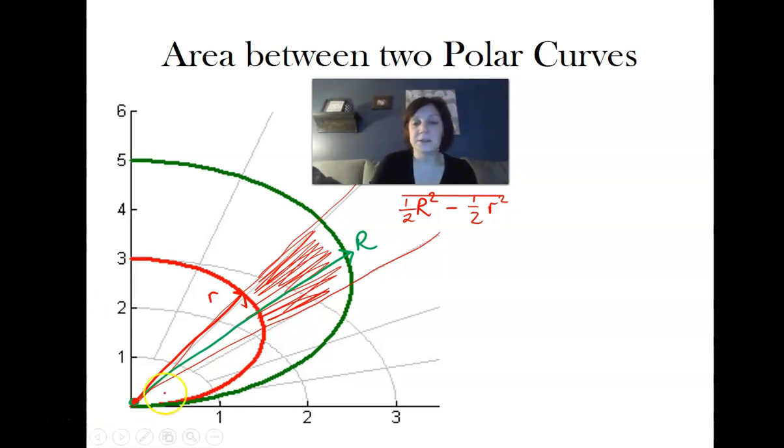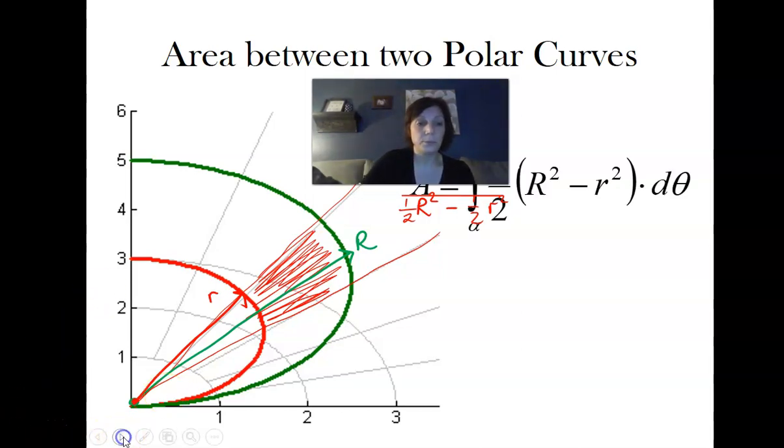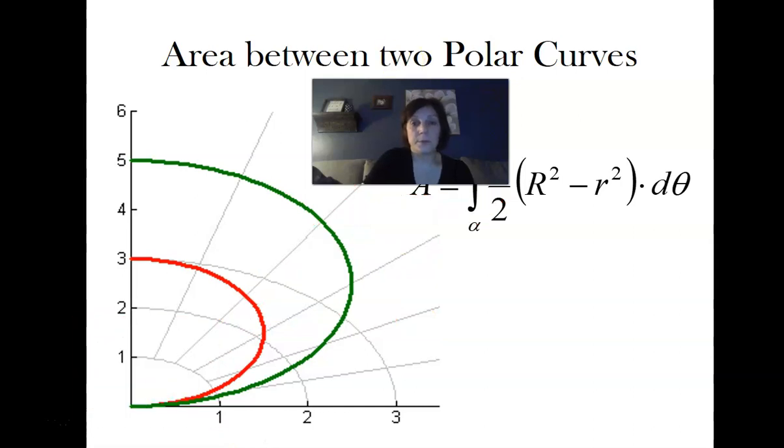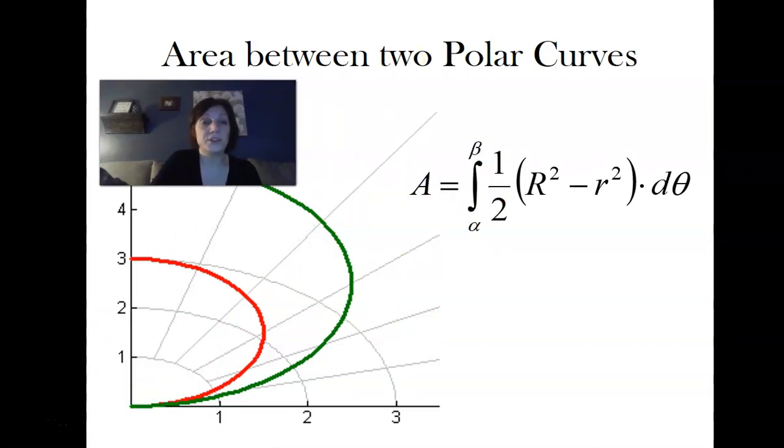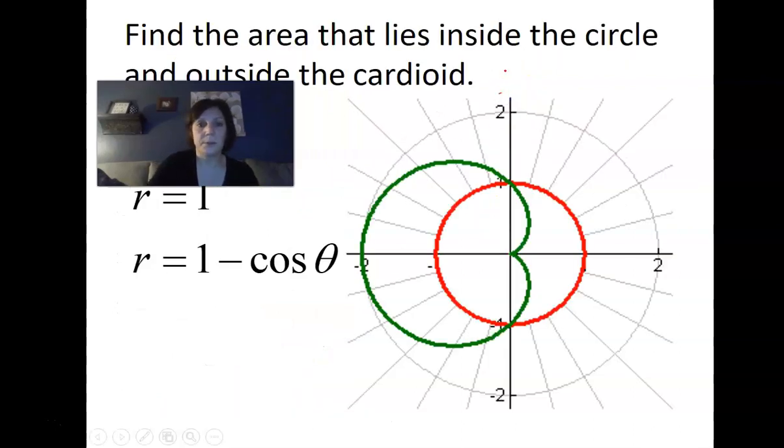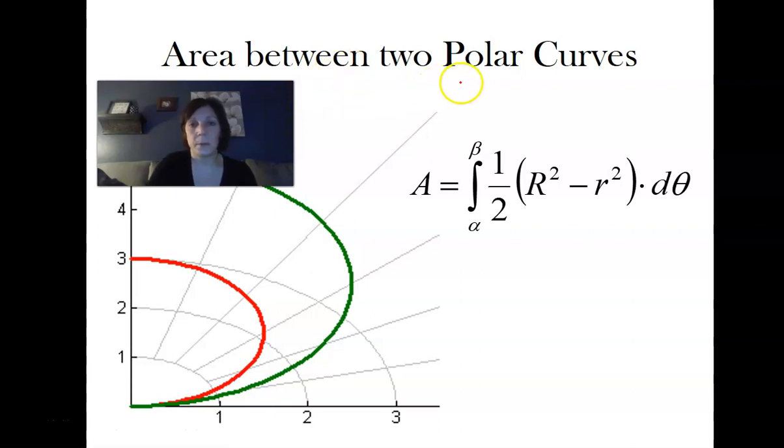So take a look at this formula. It's exactly what we just said, only the 1/2 is factored out, right? This is 1/2 outer radius squared minus 1/2 inner radius squared. All they did was factor the 1/2 out.